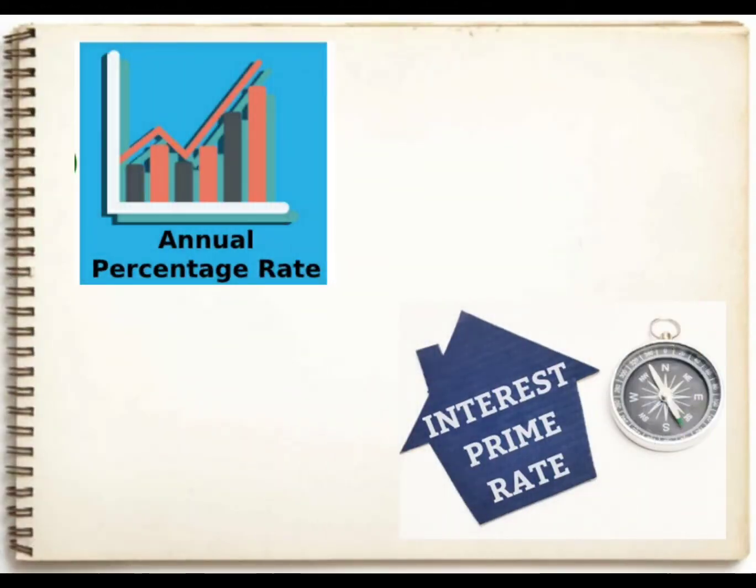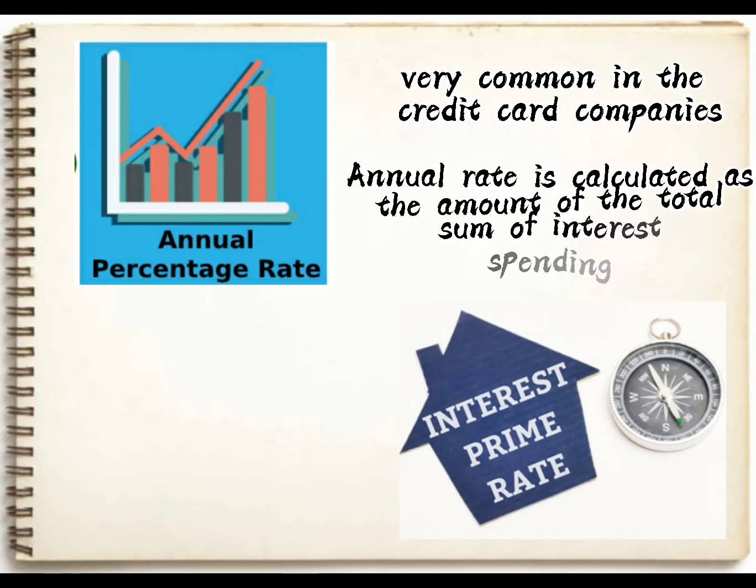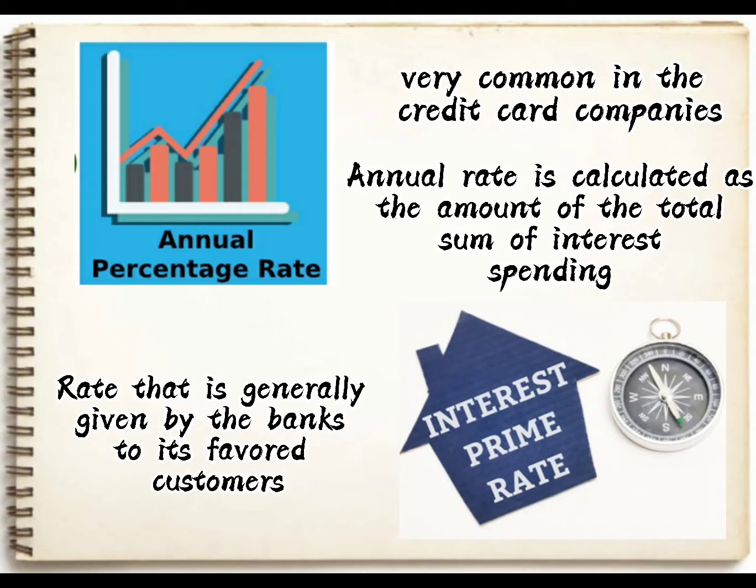Next is the annual percentage rate, which is very common in credit card companies and credit card modes of payment. Here, the annual rate of interest is calculated as the total sum of interest spending, expressed on the total cost of the loan. The prime interest rate is the rate that is generally given by banks to their favored customers, or customers with a very good credit history. Thus, this rate is generally lower than the usual lending or borrowing rate.